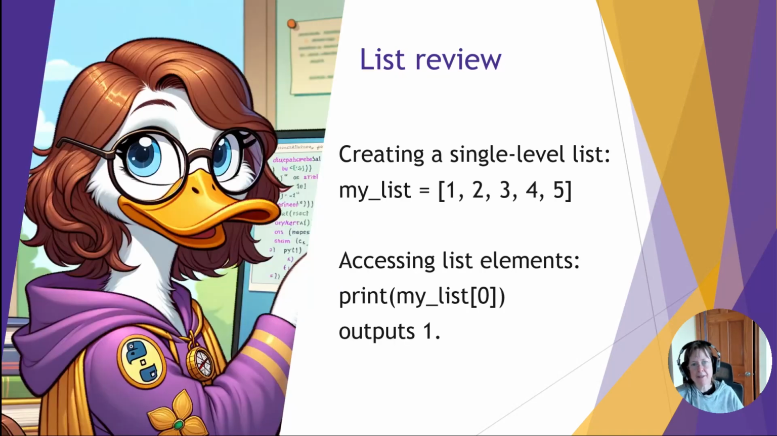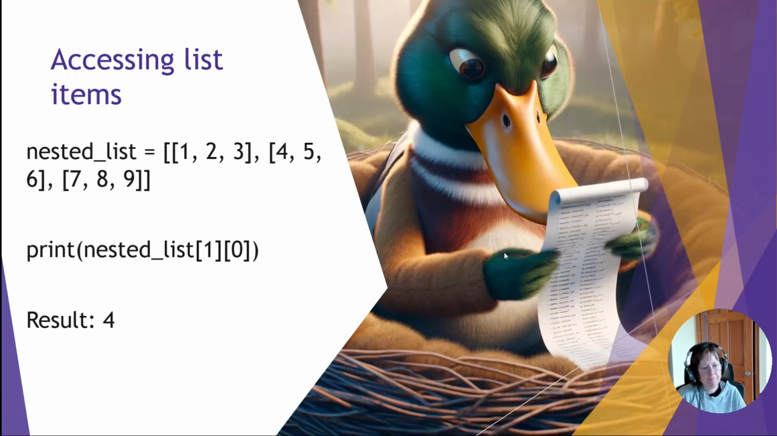So when we create a single level list, we would do something like my list equals and then square brackets. That's important. You don't want to use parentheses or curly brackets. They have to be square. Otherwise, you get a different data type. 1, 2, 3, 4, 5, and so on. And we would access those list elements with the index of 0, would give you 1. Excuse me, 2. The index level is 1. The index for 3 is 2, and so on.